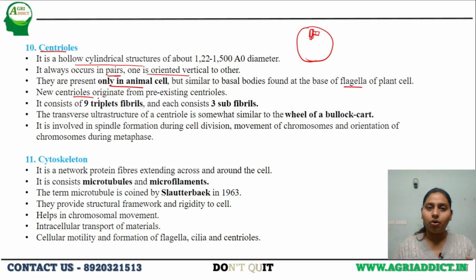And new centrioles originate from the pre-existing centrioles, and they have 9 triplet fibrils, where each contains 3 subfibrils. Imagine this is the cross section of the centriole, where there is a presence of 9 triplets. And these 9 triplets are connected to one another, and they also have some cross fibrils, which give a wheel of bullock cart appearance. When we look at the transverse ultrastructure of the centriole, it resembles the wheel of the bullock cart.